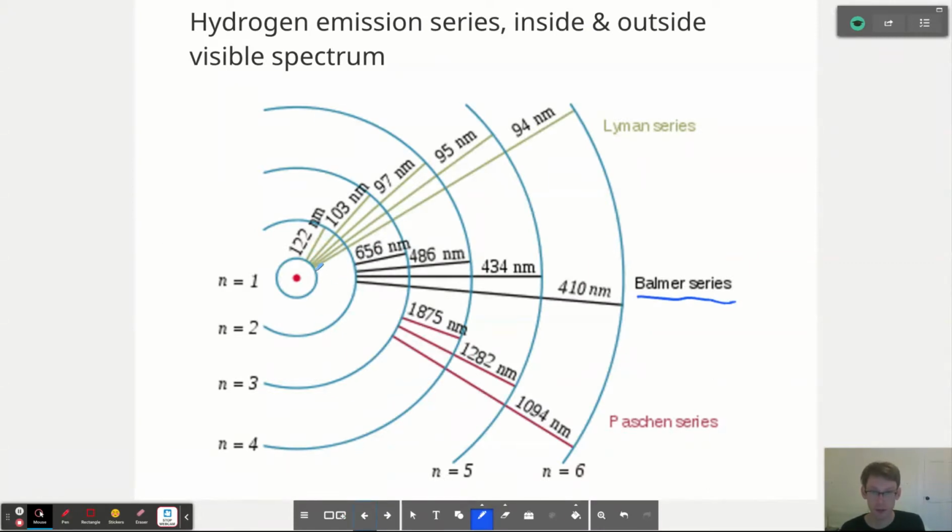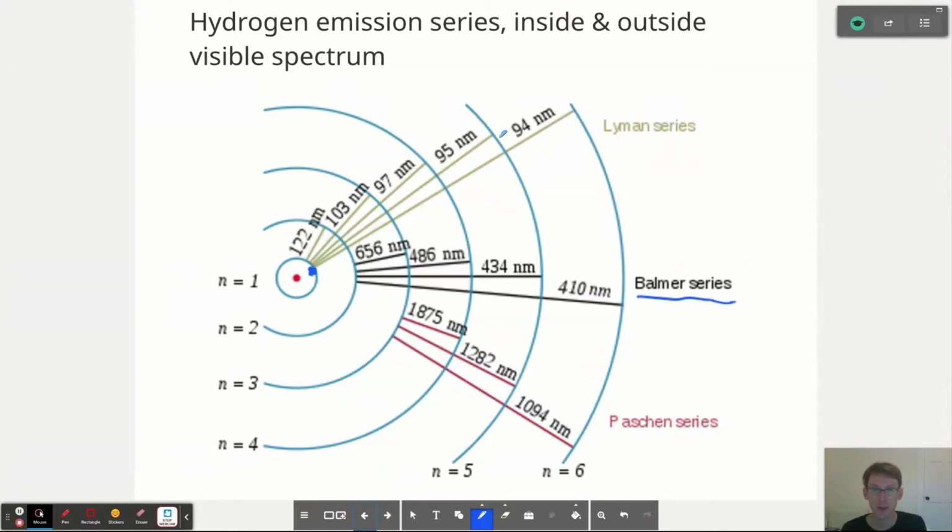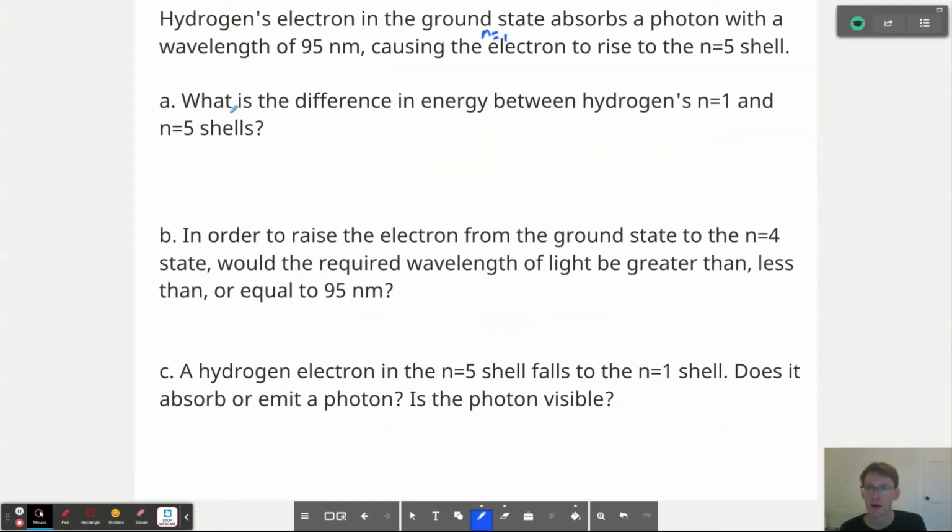What we're looking at is an electron going from this first shell up to here, right? And all right, so if we're trying to figure out this energy difference, what we can say is that the change in energy from the first to the fifth shell is equal to the energy of the photon that is required to make that happen.